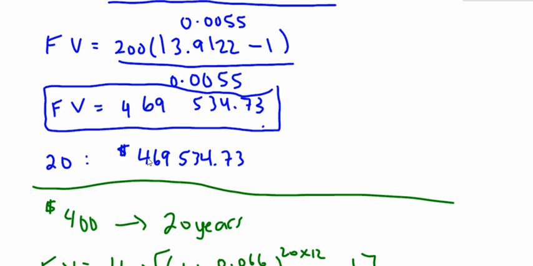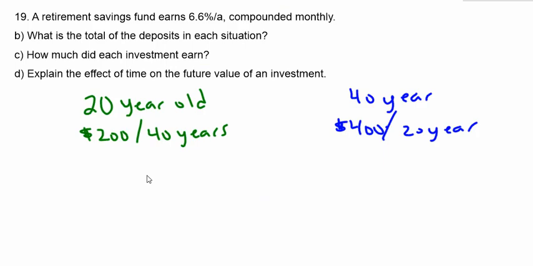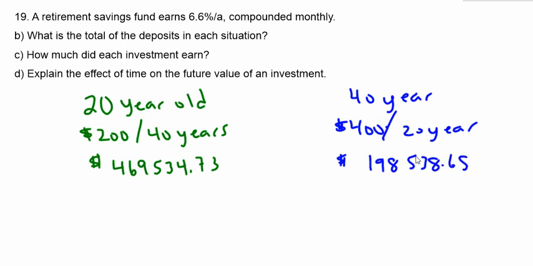So the 20-year-old has $469,534.73. So this person over 40 years, including interest, would have this much money in their account. And the other person after 20 years would have $198,538.68. Okay, so that's the information that we calculated in part A.